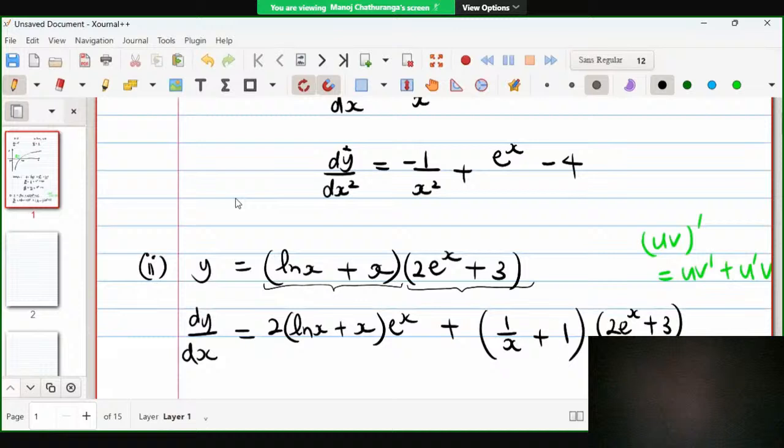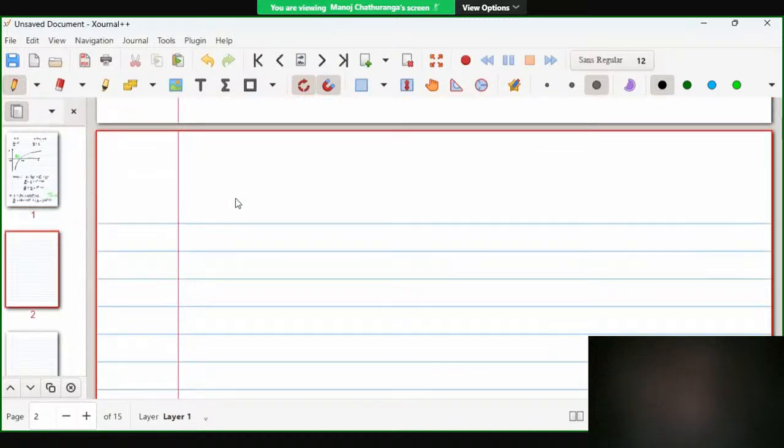Next, I want to discuss something about trigonometric functions. So far, we have been delaying this discussion. So trigonometric functions.